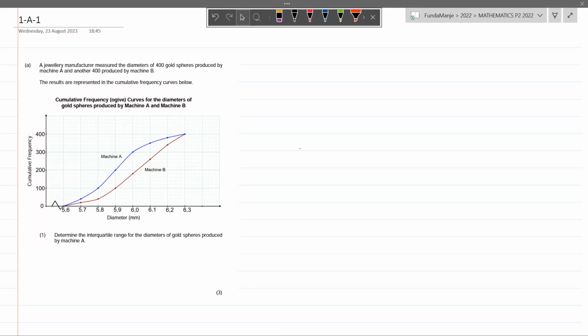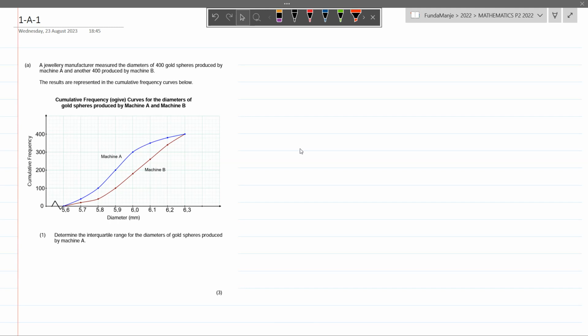Question 1 from 2022 IEB paper 2. A jewelry manufacturer measured the diameters of 400 gold spheres produced by machine A and another 400 produced by machine B. The results are represented in the cumulative frequency curves below. Cumulative frequency curves for the diameters of gold spheres produced by machine A and B.